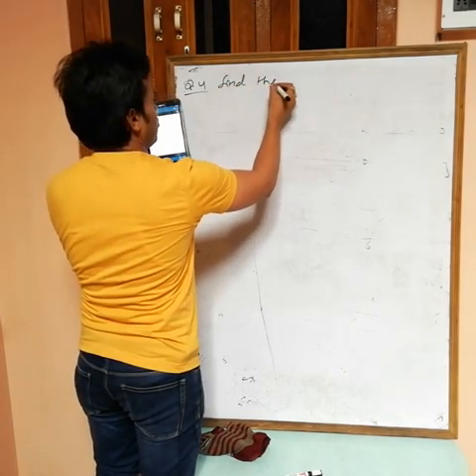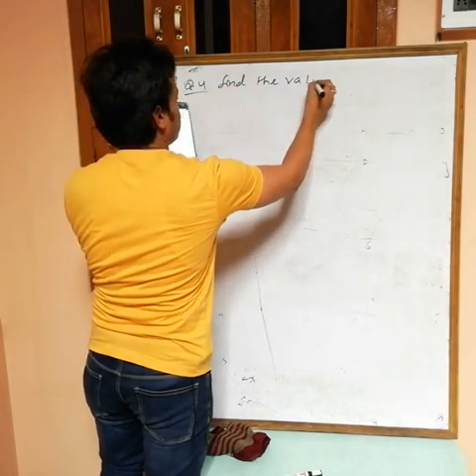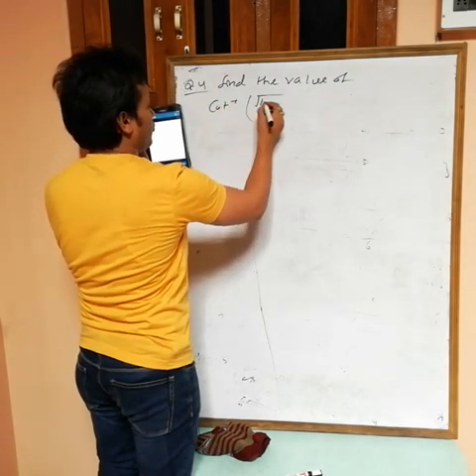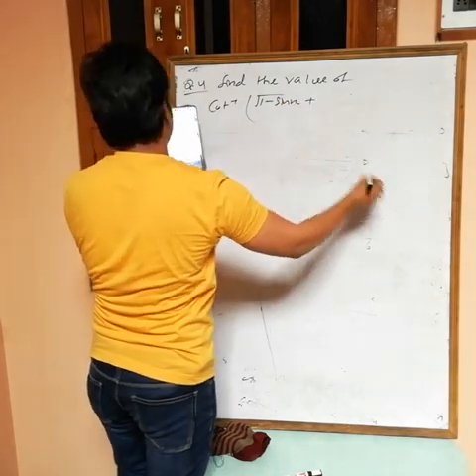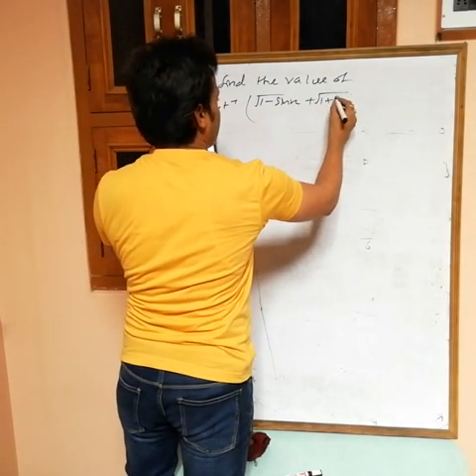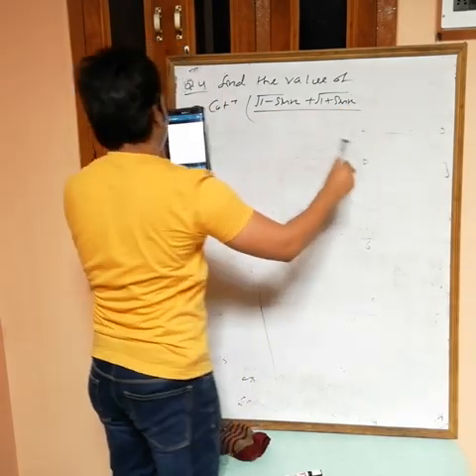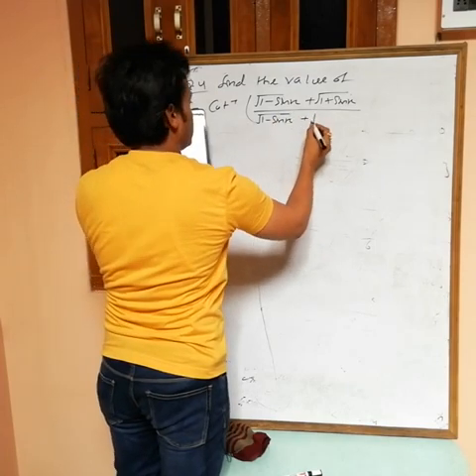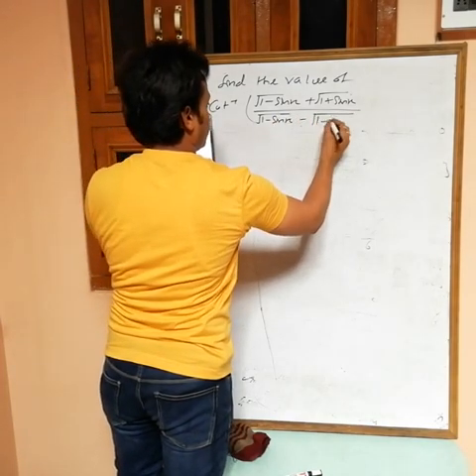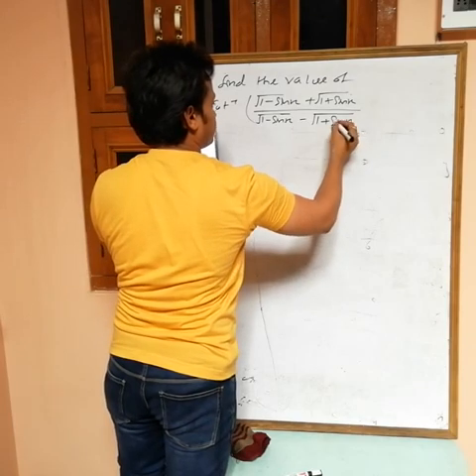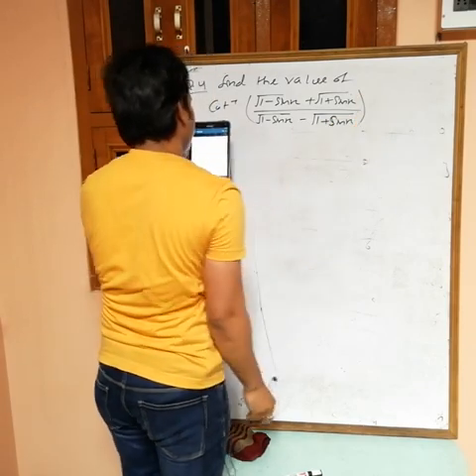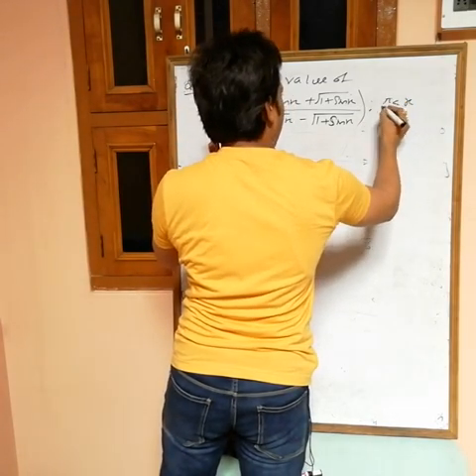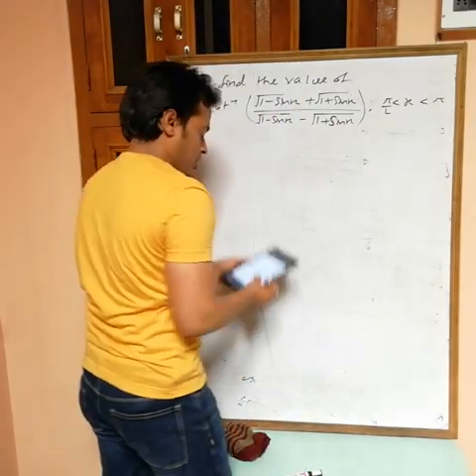Find the value of cot inverse of (root 1 minus sin x plus root 1 plus sin x) by (root 1 minus sin x minus root 1 plus sin x), where x belongs to pi by 2 to pi. Okay, it is good. Now you want the value of this one.